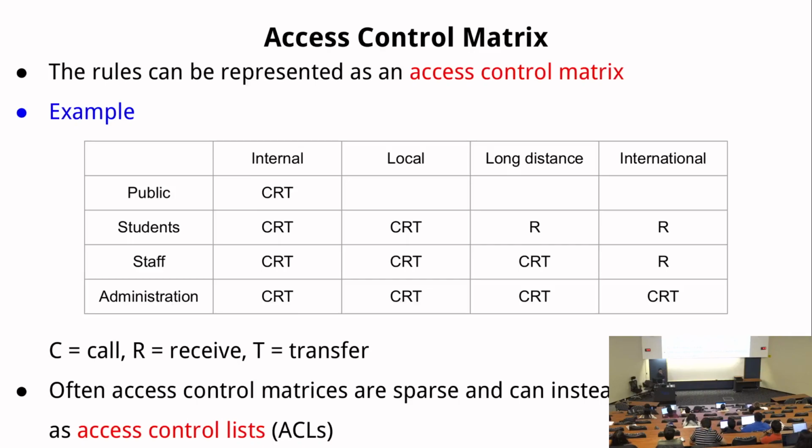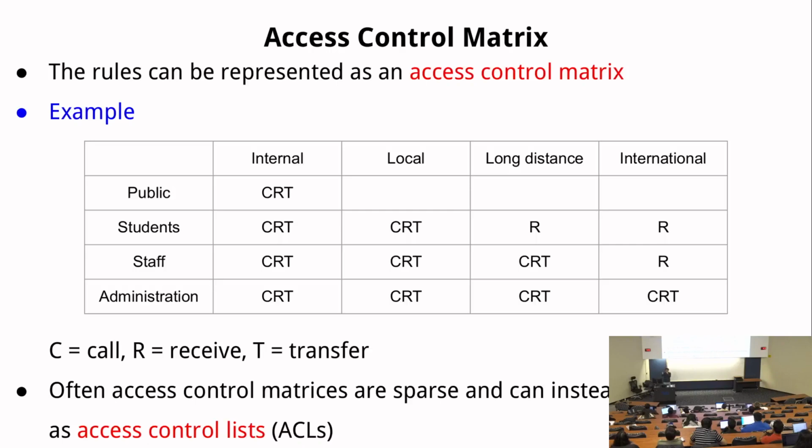This is very easy to understand. The columns are the different objects, all the objects in the system. The rows represent all the subjects, and each cell represents the rights the subject has on the object. For example, we have a matrix here to represent whether users in a university can make phone calls.